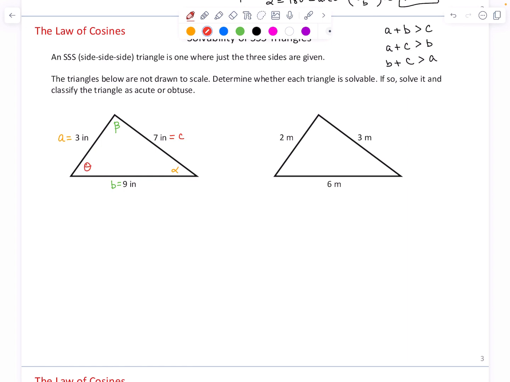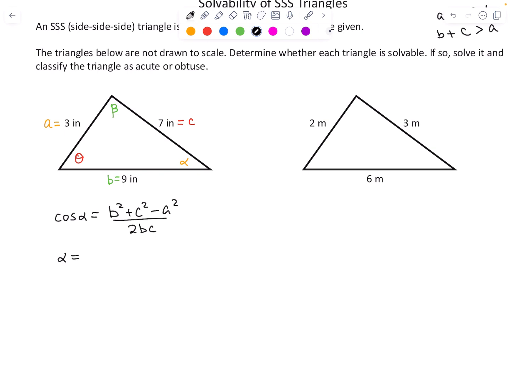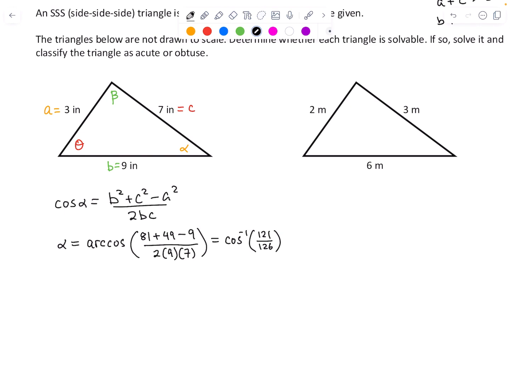Let's find alpha. So I'm going to grab the law of cosines formula that has the cosine of alpha isolated. Therefore, alpha is the arc cosine of this expression. All of these side lengths are whole numbers, so it'll be easy to do some work here by hand. B squared is 81, C squared is 49, A squared is 9, all over 2 times 9 times 7. This will be the arc cosine of 121 over 126, which is about 16.20 degrees. Make sure your calculator is in degree mode.